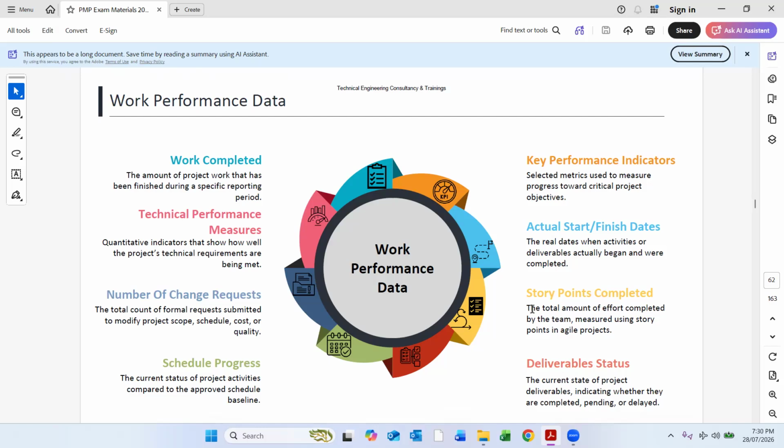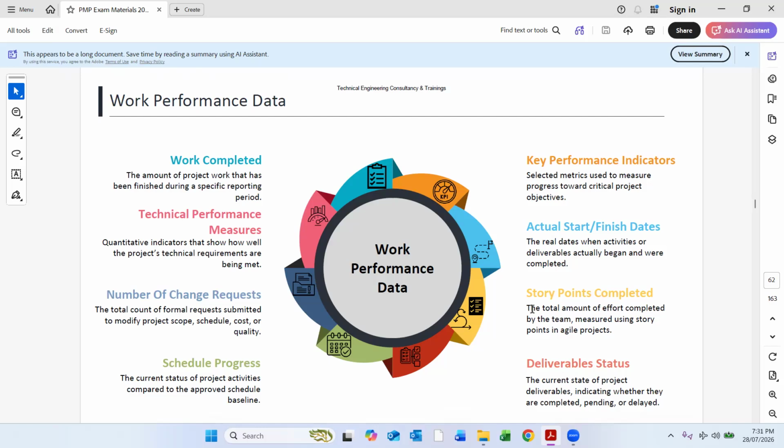How much work is complete: the amount of work completed that has been finished during a specific reporting period. So in each reporting period, we have a certain amount of work that has been completed. Each week we are saying now the project is like 10% complete. Next week we are saying 11.52%, and the next week we are saying 15.6%. So that means in that particular reporting period we have completed that work.